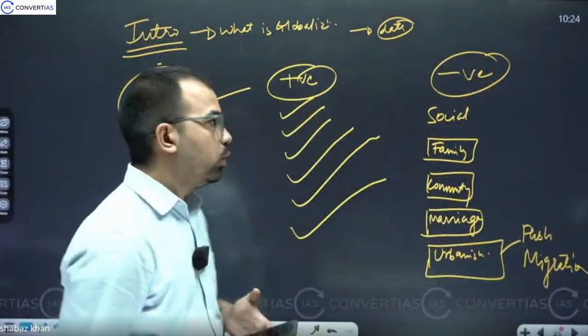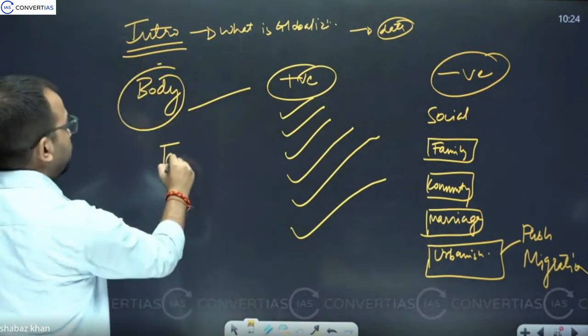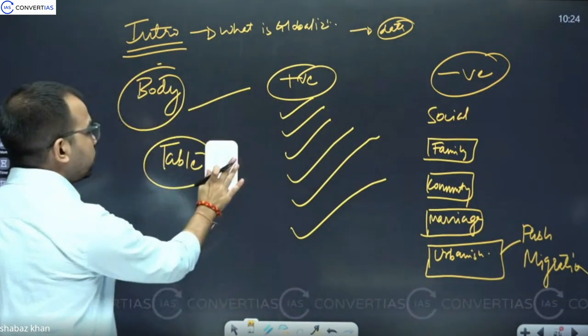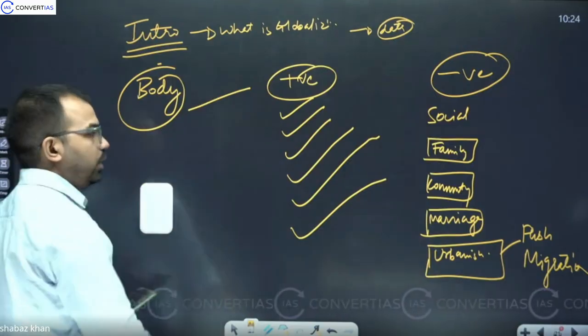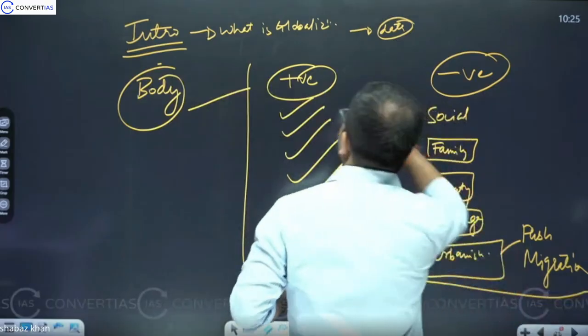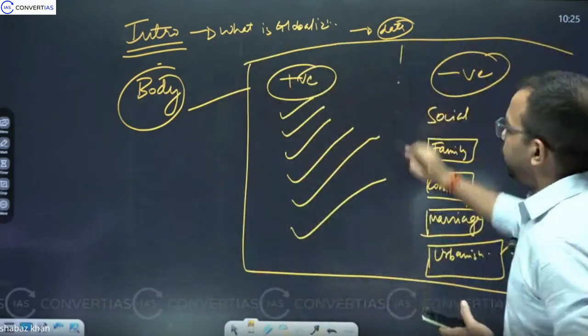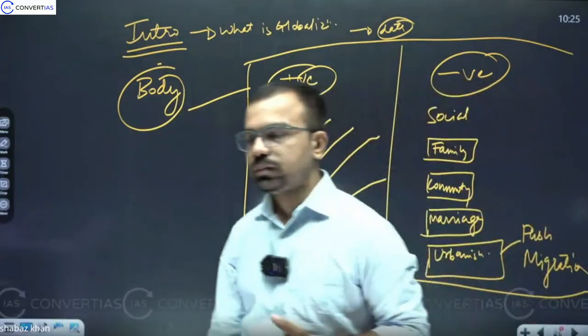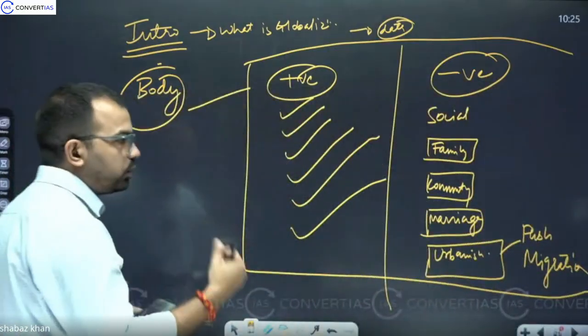Table is a very good approach, but not so good because the directive word is discuss. Directive word is discuss. You can make the table. You can write down the positives. You can write down the negatives. Okay? There is one very good side.